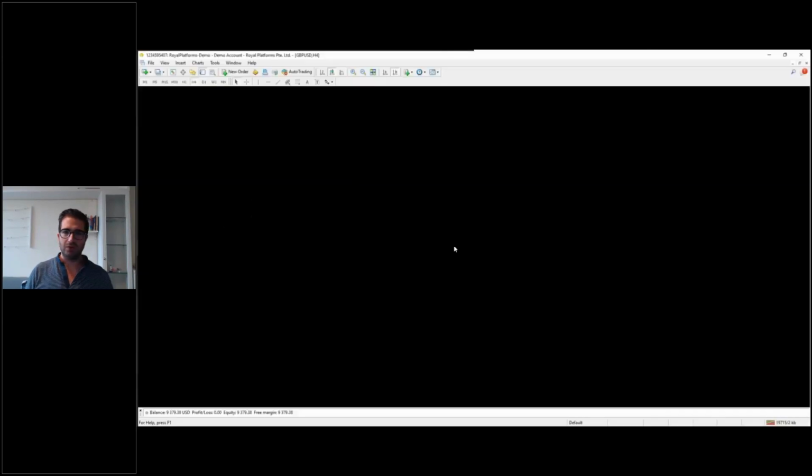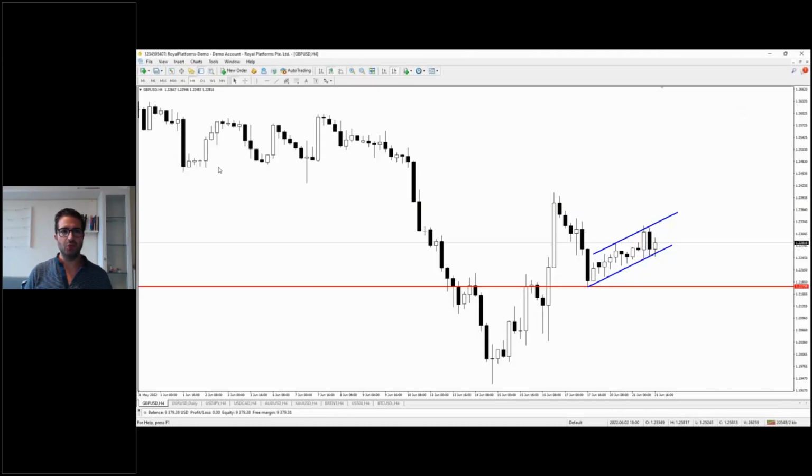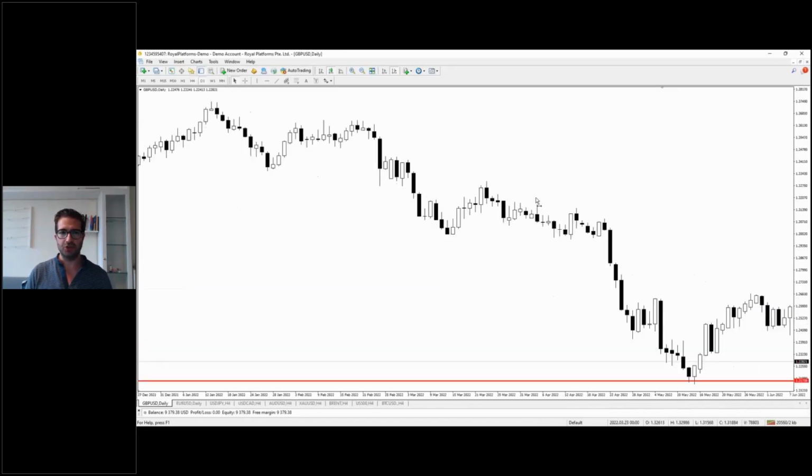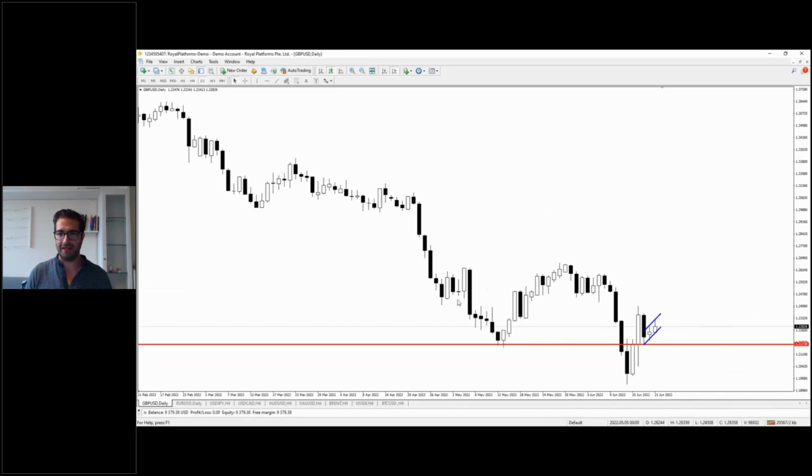Let's go to MT4. Starting with the pound. Let's see the bigger picture first on the daily time frame. So here we have the pound. As you can see, the market was in a clear downtrend and it managed to break this key support level around 121.70, but then we have here a fake breakout.